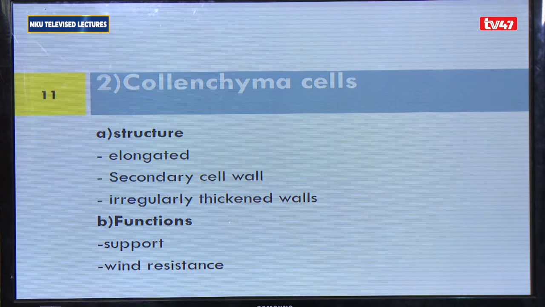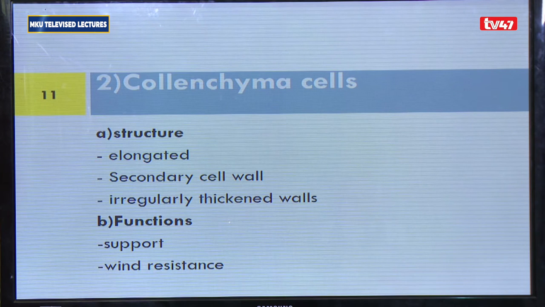And then we have the collenchyma cells. The collenchyma cells tend to be elongated. They've got a primary cell wall that has undergone some thickening. So we say they also have a secondary cell wall. And this secondary cell wall is thick, but the thickness is not uniform. The thickness varies from one part of the cell to the other.